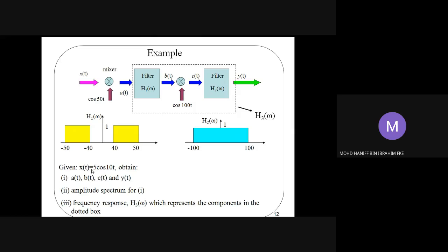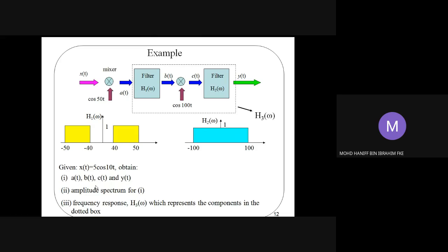Given now that xt is 5 cosine of 10t, based on the given xt value, we need to obtain what should be your AT, what should be your BT, what should be your CT, and what should be your YT. Those are the components of the system that need to be calculated.